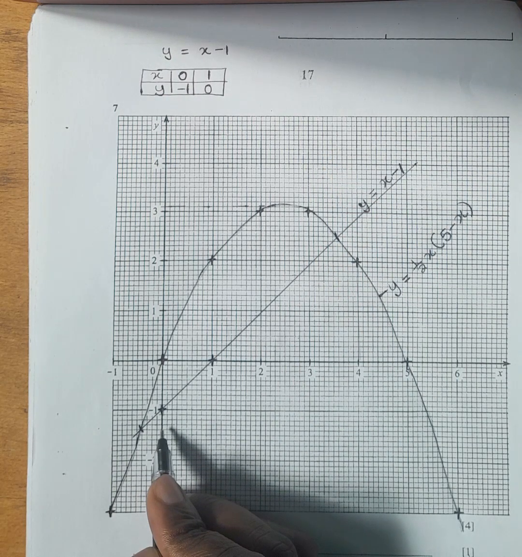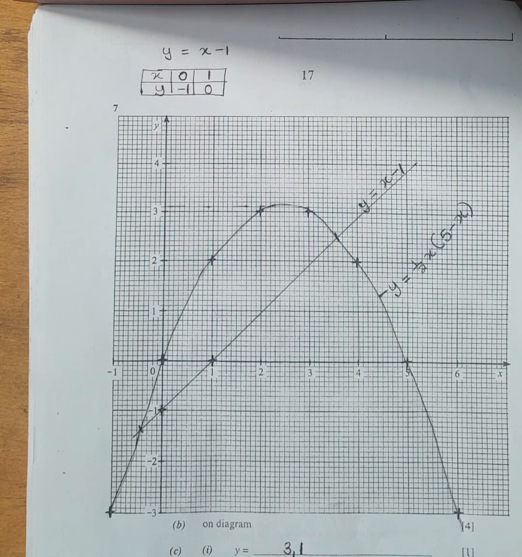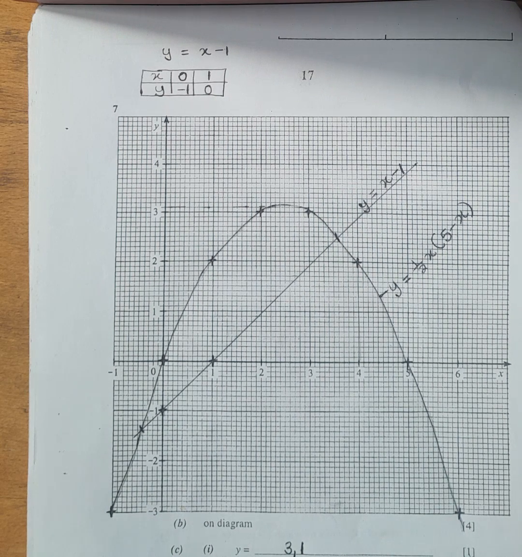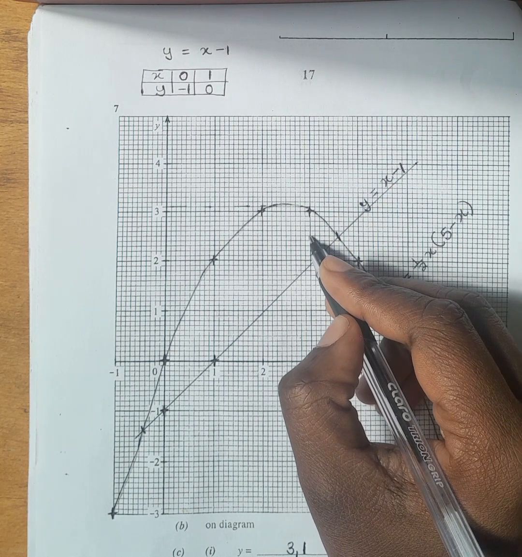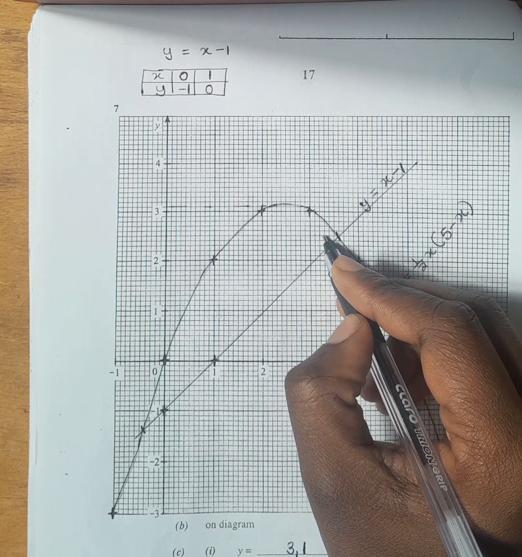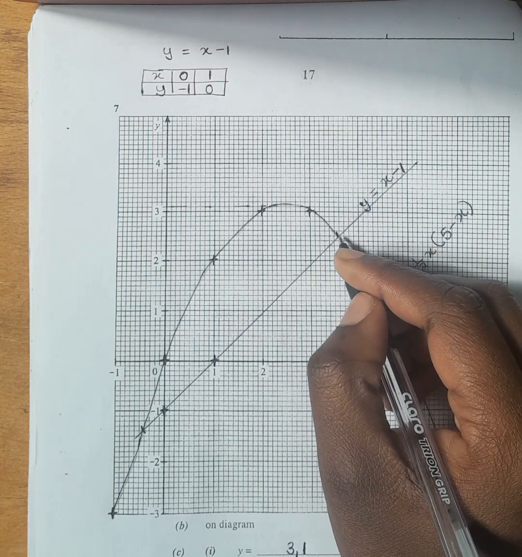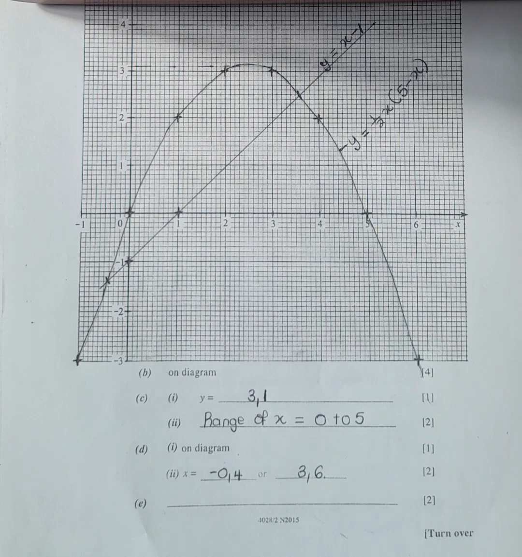So here we say 0, 1, 2, 3, 4. So it implies that our first x is equal to negative 0.4. And then here we need to find the x coordinate here. So we are having 3 and then 1, 2, 3, 4, 5, 6. So it means that this x value is 3.6. So we are going to present our solutions as x is equal to negative 0.4 and 3.6.